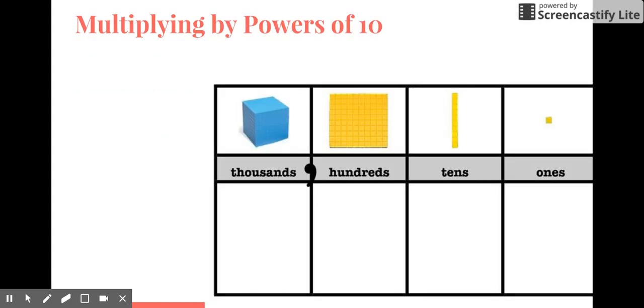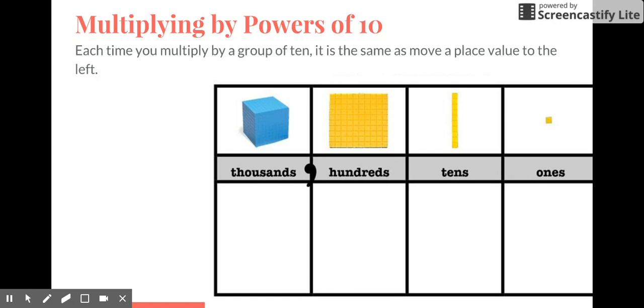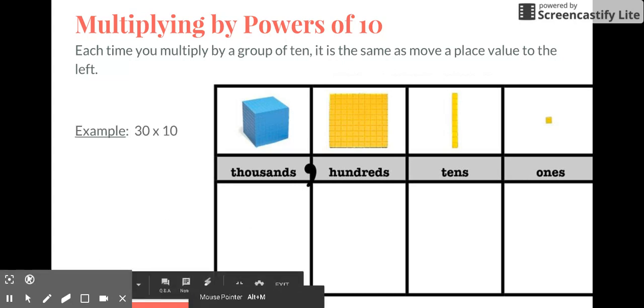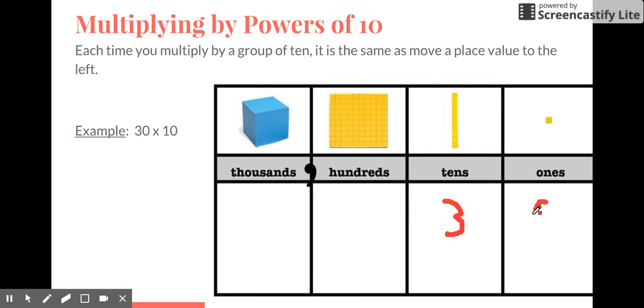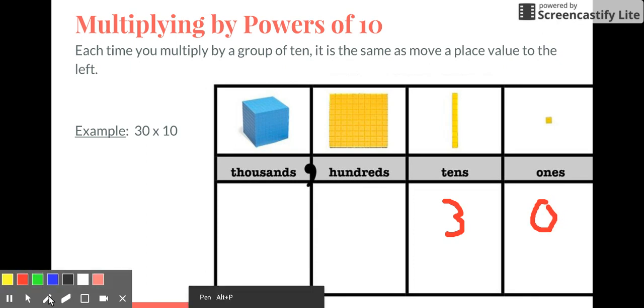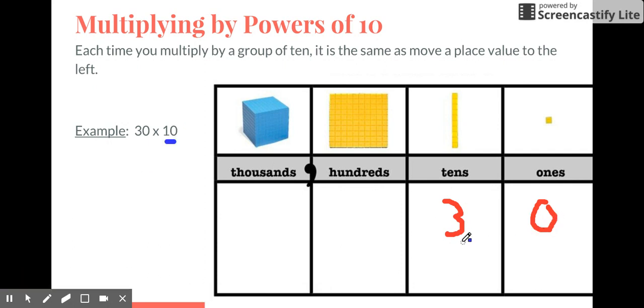The other thing that's really important for us to practice before we start solving multi-digit multiplication problems using partial products is we need to talk again about multiplying by powers of 10. Each time you multiply by a group of 10, whether it's 10 or 100, it's moving your place value. You're moving to the left on the place value chart. So if I were to look at 30 times 10, I know that I'm going to start with a 3 in my tens place and a 0 in my ones place. Because I'm multiplying by 10, I'm moving one place value to the left. So I'm going to think about taking my 3 and bringing it one place value to the left, which makes it 300.